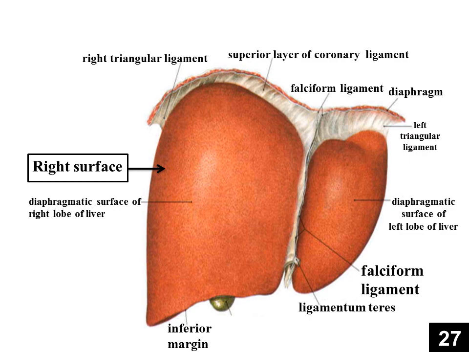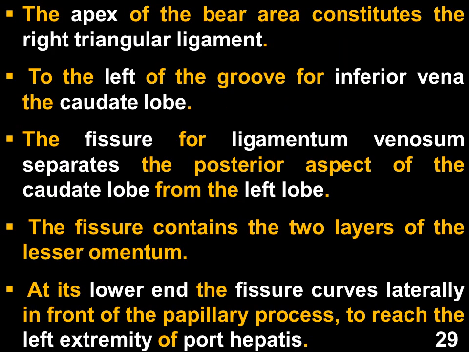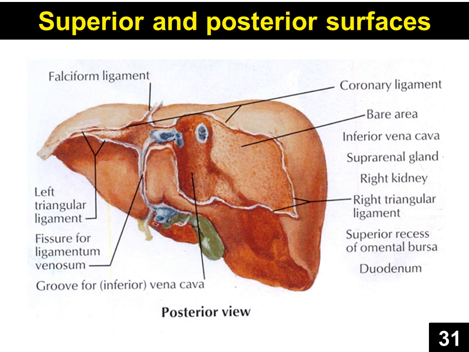now نجي على البوستيريور سيرفيس. نروح على الصورة. هذه البوستيريور سيرفيس. البوستيريور سيرفيس as you see in the diagram it is wide on the right side but it is narrow on the left, where it is grooved by the ligamentum venosum. The large part of this surface is devoid of peritoneum يعني لأنه بالبير area of the liver اللي هي triangular shape تشوفوها هذه الcoronary bare area المؤشرة عليها of the liver which is limited above and below by superior أو inferior layer of coronary ligament.